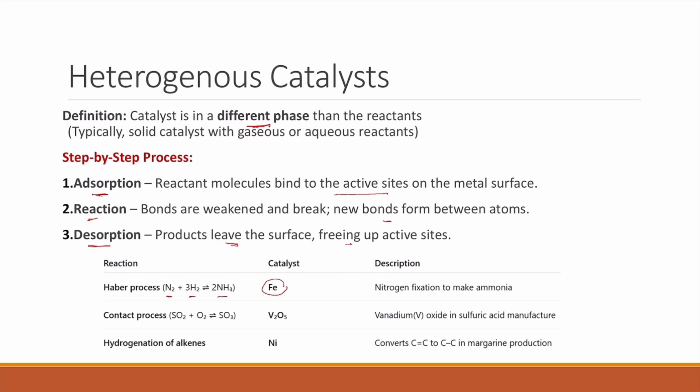And also the contact process, which is the reaction between sulfur dioxide and oxygen to give sulfur trioxide, where vanadium(V) oxide is used in sulfuric acid manufacture. So we need the sulfur trioxide to dissolve it in water to give sulfuric acid. Also, we have the hydrogenation of alkenes where we use nickel, and that converts the carbon-carbon double bond into a carbon-carbon single bond.